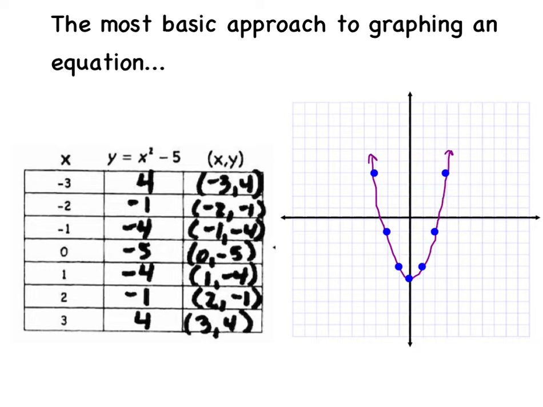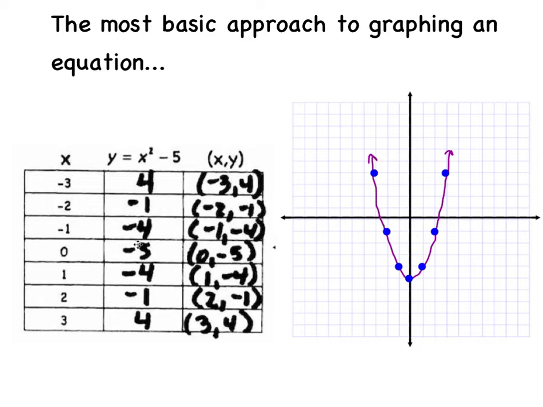The most basic approach to graphing an equation is to pick x values and find the associated y values. So you can see that I've chosen several different x values and I've plugged them into my function. So I plugged -3 in and I got -3 squared is 9 minus 5 is 4. And from that I have a point I can plot. So I plotted -3, 4.